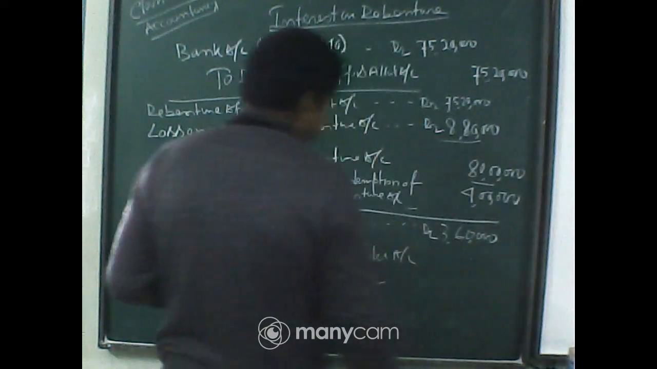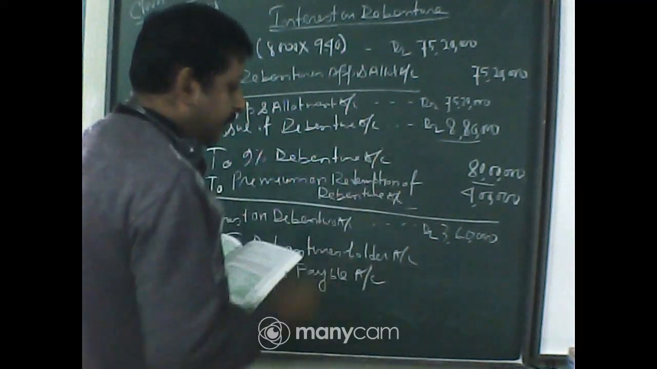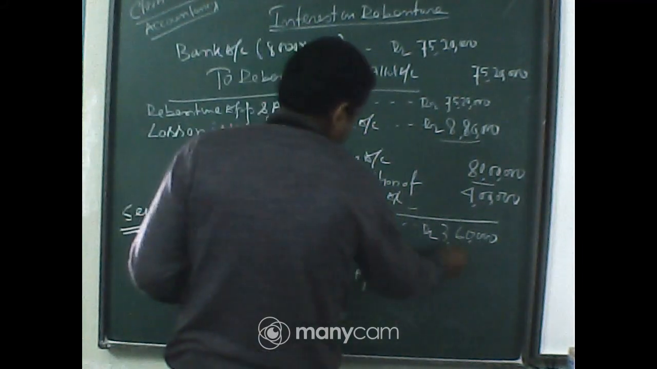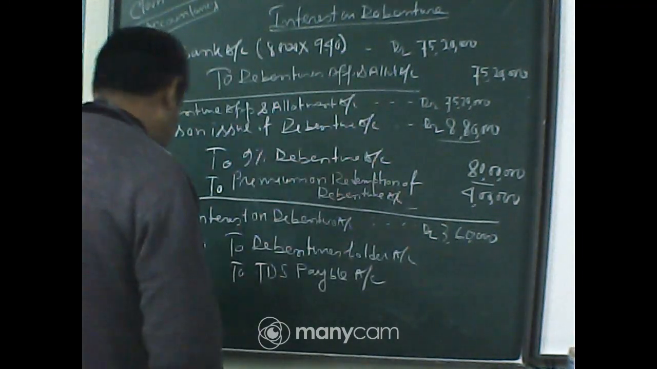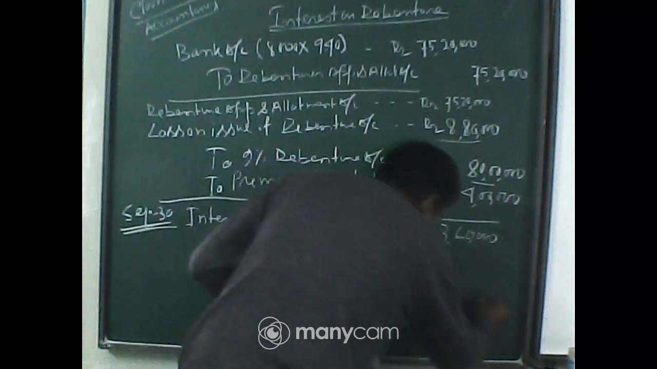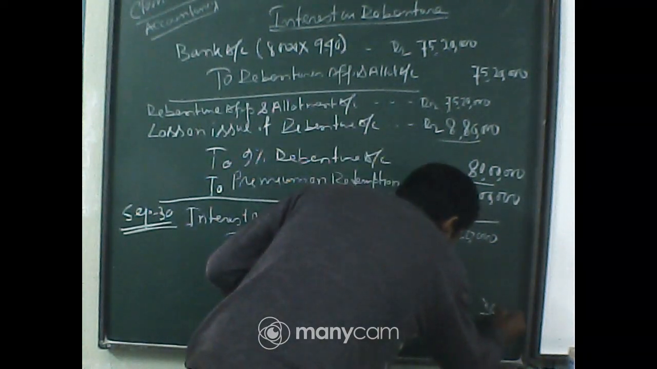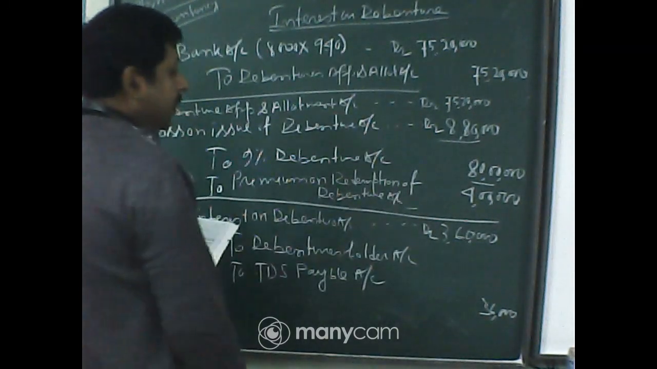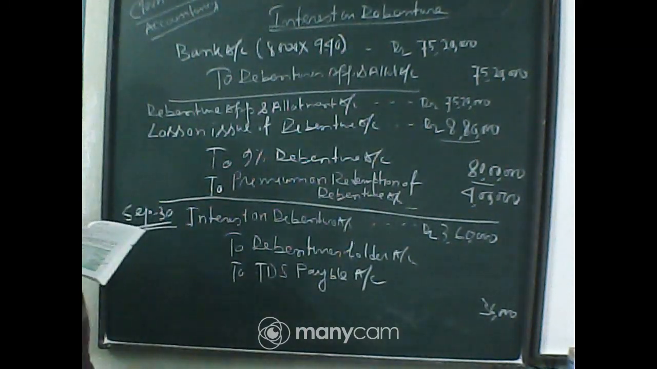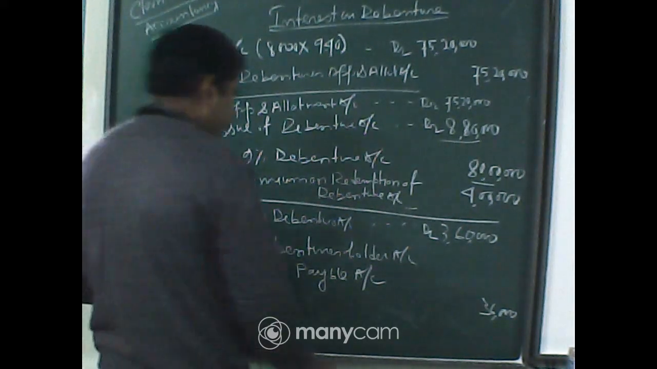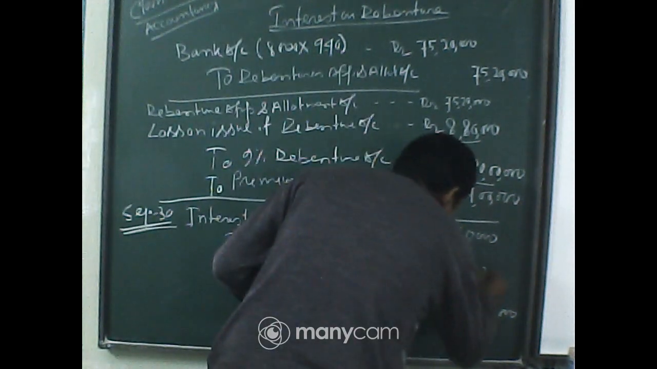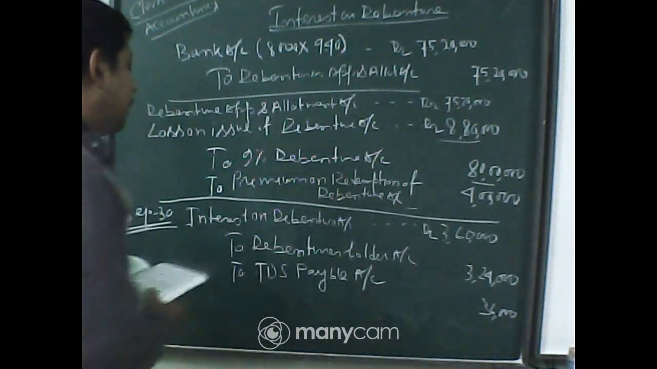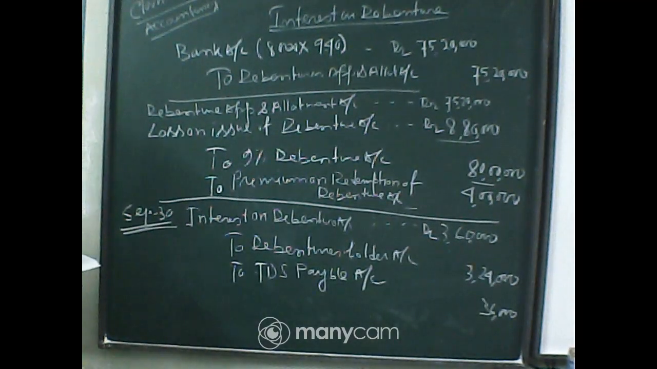Example is 10%. So now we have to deduct 10% from this interest amount, that is 36,000. If you deduct 36,000 from 3,60,000, what amount are you actually paying to the debenture holder? That is 3,24,000. So, that is the way you have to make the journal.